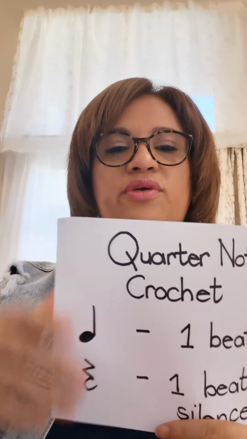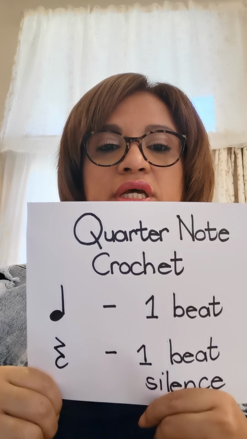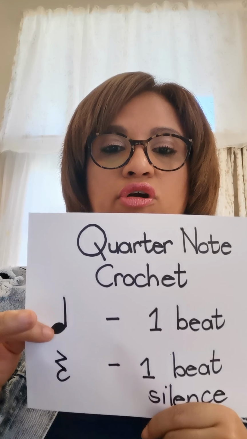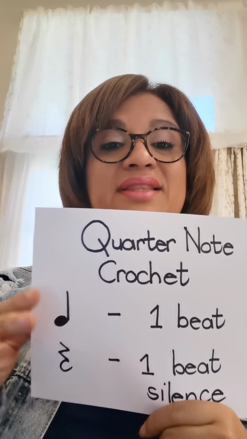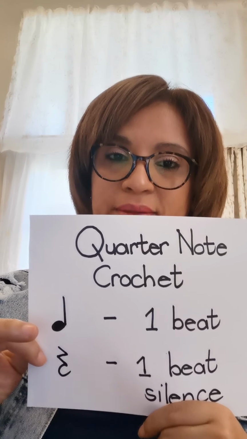Then your next one. We've done the quarter note as well. Remember, the quarter note, another name for it is the crotchet in music. So this is your crotchet. The stem is up, but the stem can also be down. The crotchet counts for 1 beat.